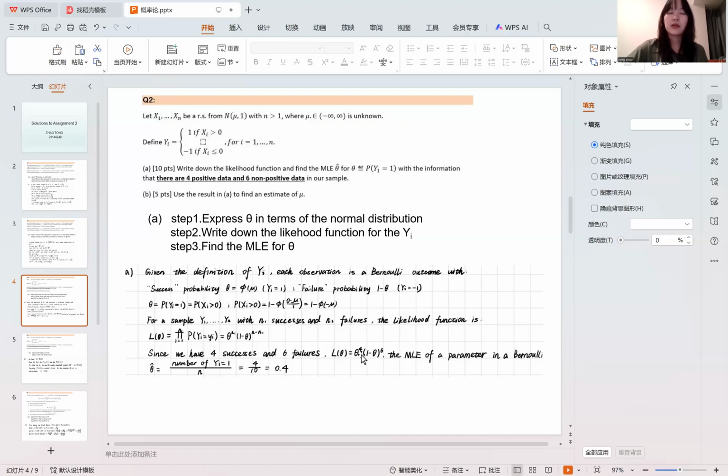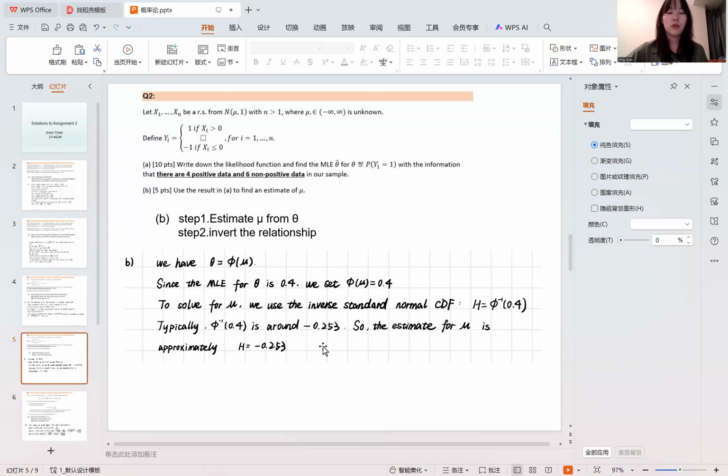And to find the MLE, we look for the value of theta that maximizes this likelihood. A well-known result for the MLE of a probability parameter in a Bernoulli setting is that the MLE is the observed proportion. Thus, we have this. So the MLE for theta is 0.4.